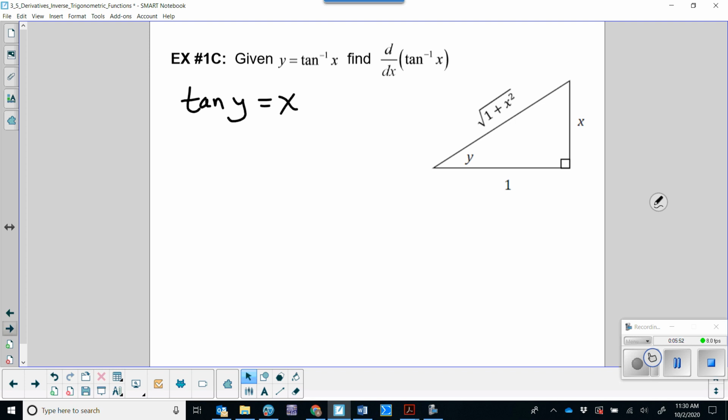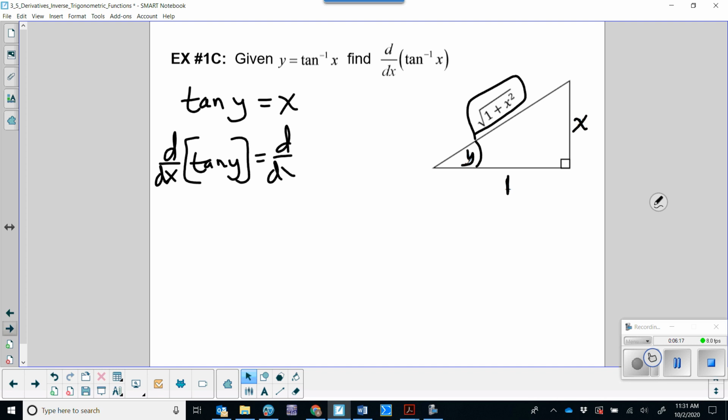That's what inverse means. So tangent of y, so now we have y still over here in our corner. Tangent is opposite over adjacent, so there's our values. Again, Pythagorean theorem to find this side. So we're going to do the same thing. We're going to do the derivative of tangent y and derivative of x, because we always do the same thing to both sides.